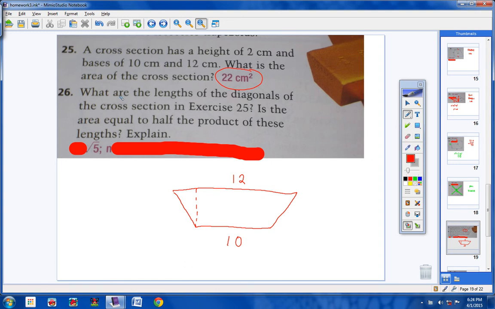Now they ask us to find the lengths of the diagonals of the cross section. Well, look, guys, if you truly have, let me see if I can get this erased here without erasing everything else. If you have an isosceles trapezoid, which you do, these diagonals have to be congruent. Okay?